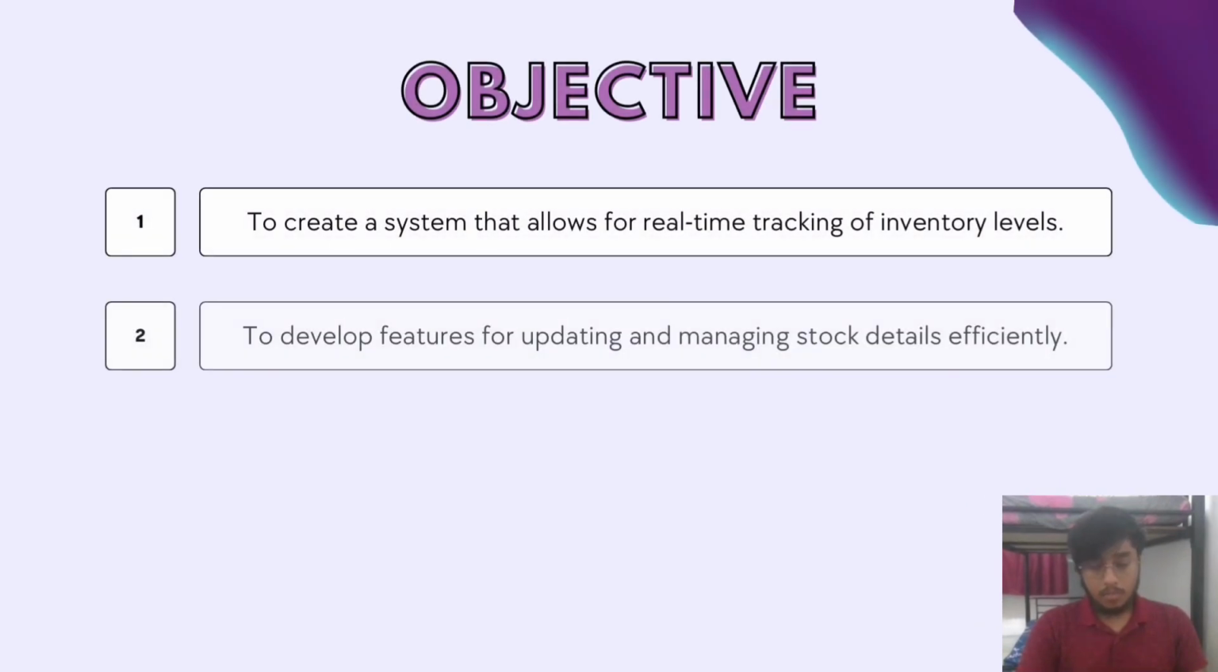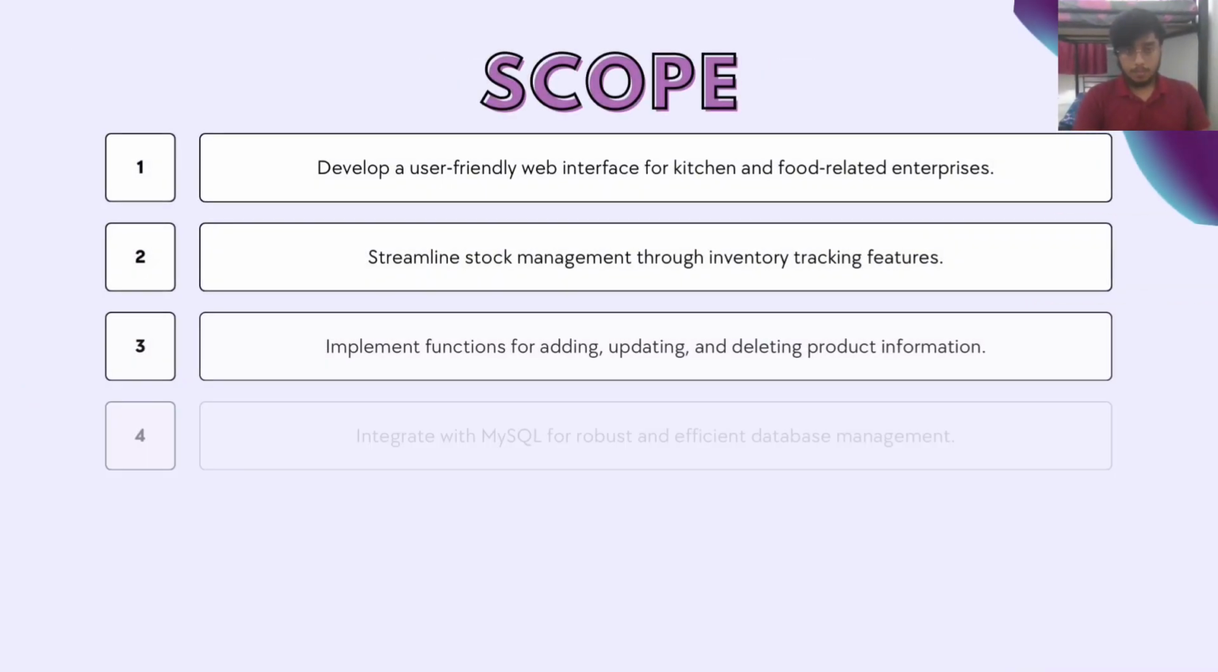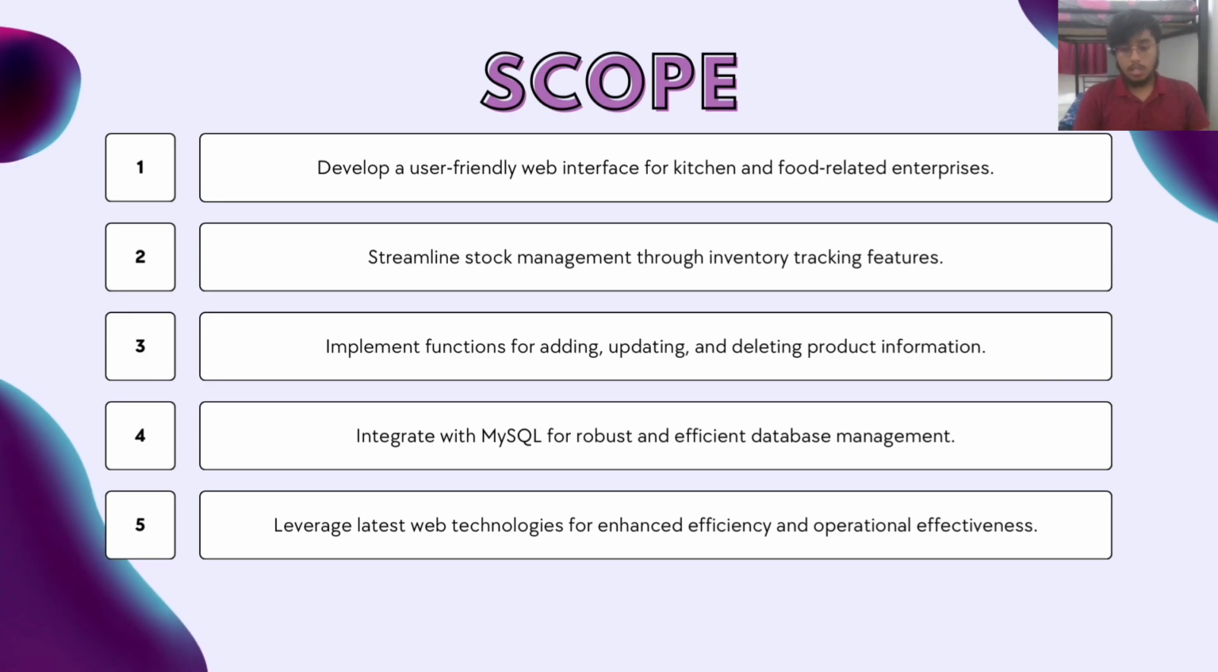Moving on to the objective, our objective is to create a system that allows for real-time tracking of inventory levels, to develop features for updating and managing stock details efficiently, and to enhance the accuracy and efficiency of stock management processes. As for the scope, we are determined to develop a user-friendly web interface for kitchen and food-related enterprises, streamline stock management through inventory tracking features, implement functions for adding, updating, and deleting product information, integrate with MySQL for robust and efficient database management, and leverage the latest web technology for enhanced efficiency and operational effectiveness. That's all from me.